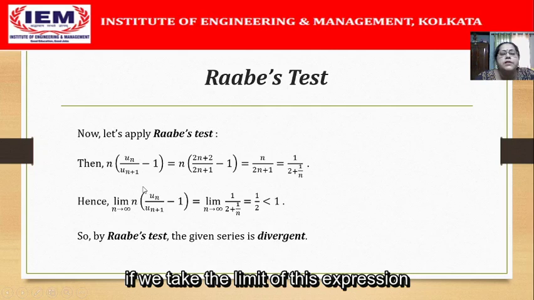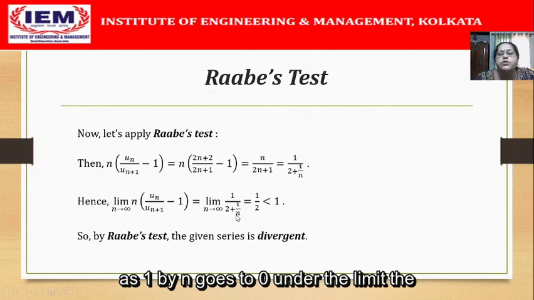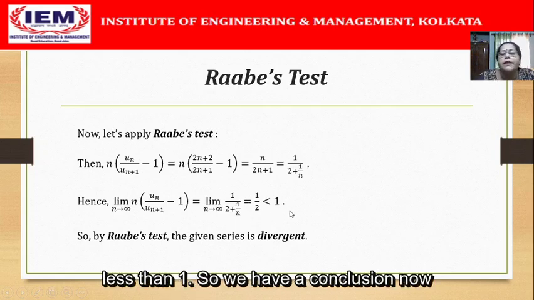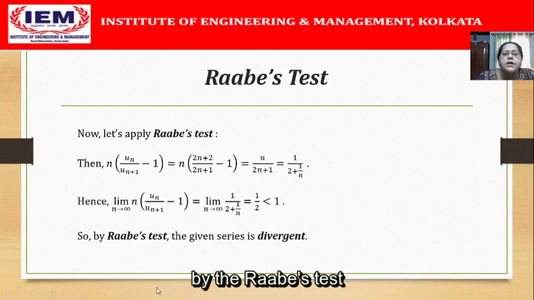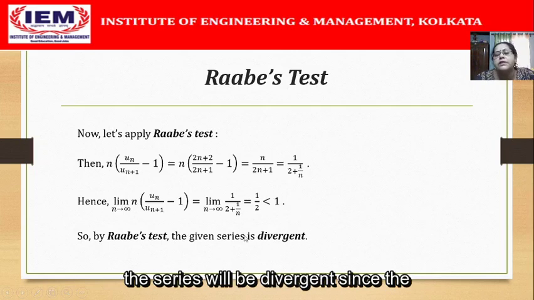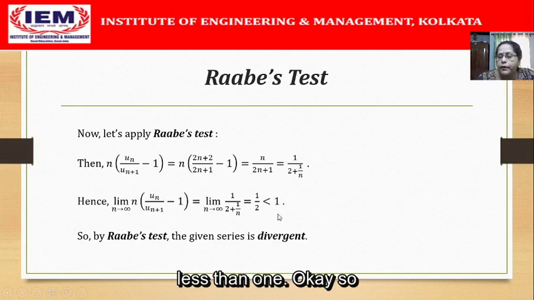So now if we take the limit of this expression as n tends to infinity, we see that as 1 by n goes to 0 under the limit, the value of the limit is half, less than 1. So we have a conclusion now by the Raabe's test. So the Raabe's test tells us now that the series will be divergent since the limit is less than 1.